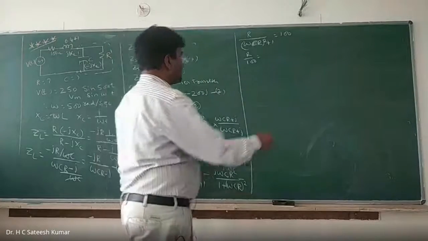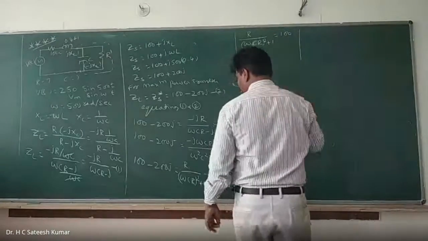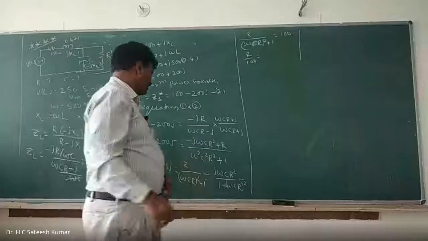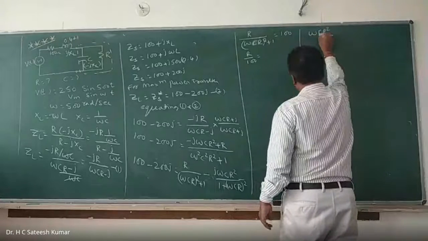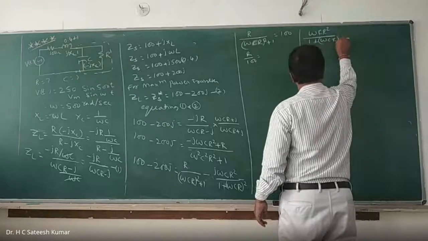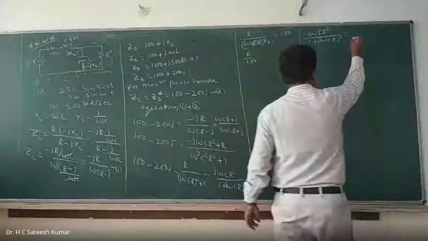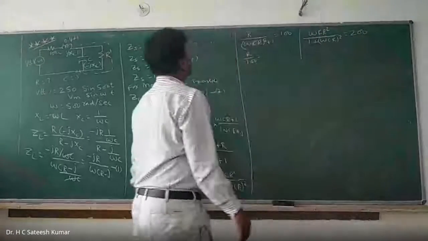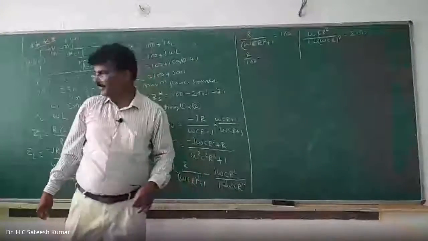One more, imaginary part also we shall compare. What is that you can write it? Minus, in place of minus we have minus, in place of J we have J. So therefore, what will you get? Omega CR square divided by 1 plus omega CR whole square is equal to 200. Okay, right. And next, what is that we have? That you can compare.